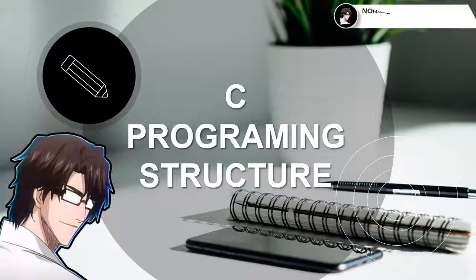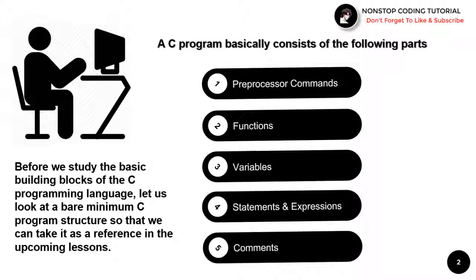In this tutorial, we're going to talk about C programming structure. Before we study the basic building blocks of the C programming language, let us look at a bare minimum C program structure so that we can take it as a reference in the upcoming lessons. A C program basically consists of the following parts: preprocessor commands, functions, variables, statements and expressions, comments.